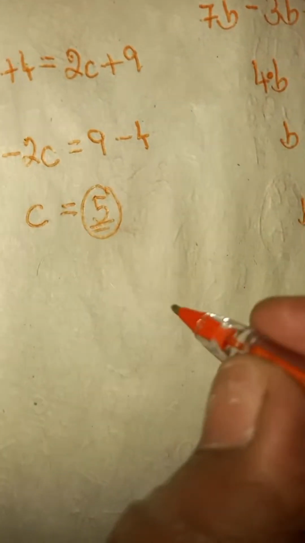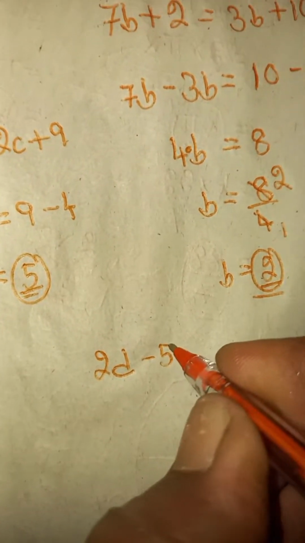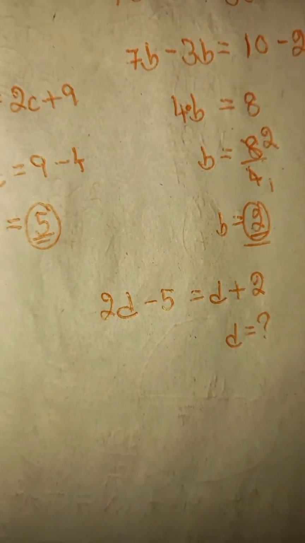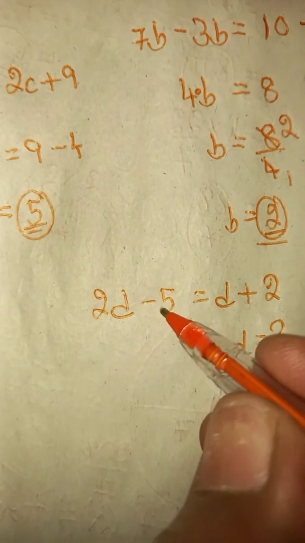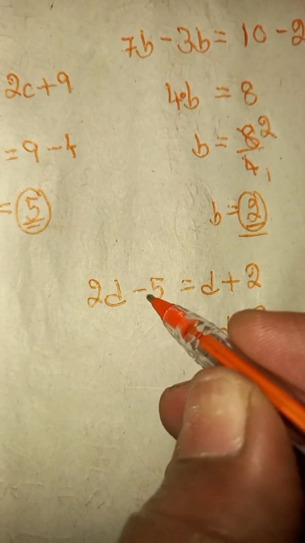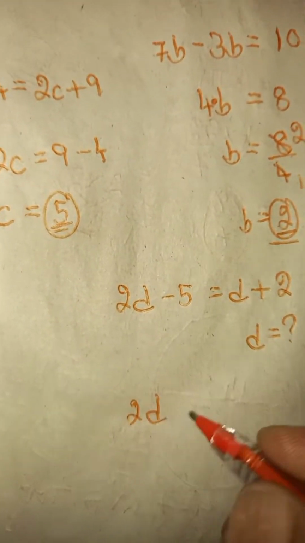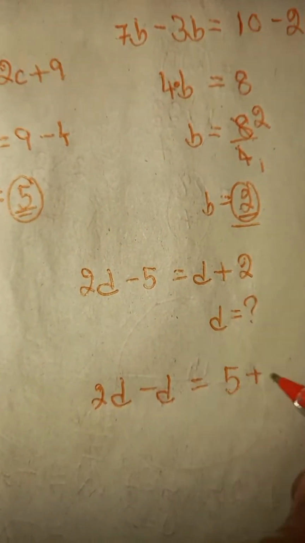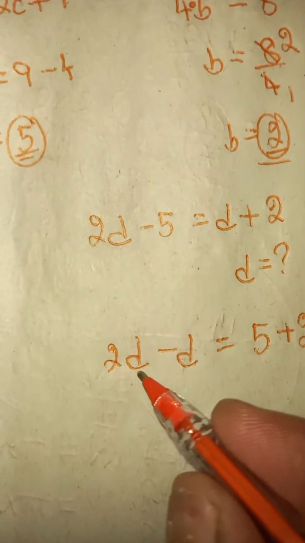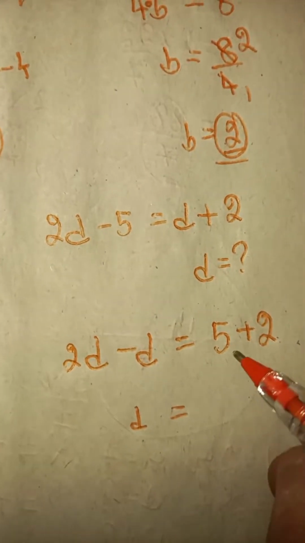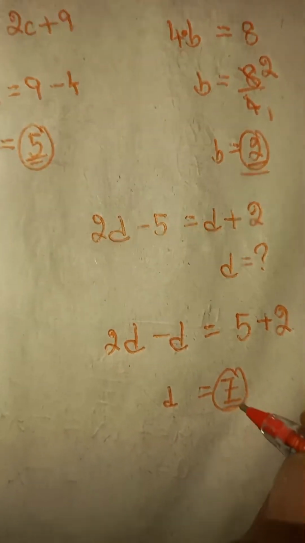Here they're giving another problem. They are giving us 2d minus 5 equal to d plus 2. You need to find the value of d. Here this minus 5 goes that side, becomes plus 5, and this d comes here, becomes minus d. So 2d minus d equal to 5 plus 2. 2d minus d remains as d, and 5 plus 2 is 7. d equal to 7.